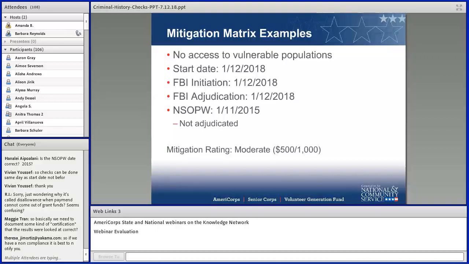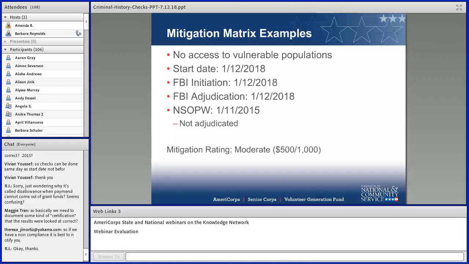We got a question. So basically we need some kind of certification that we looked at results, correct? Yeah, everything needs to be adjudicated. So that could be a separate form, or it could be just written directly on the checks. If we have a non-compliant check, is it best to notify you? No. Well, there's a lot in that question. If the person is ineligible, you must notify CNCS. If the person is non-compliant, you should self-report. Then you get the lower rate.